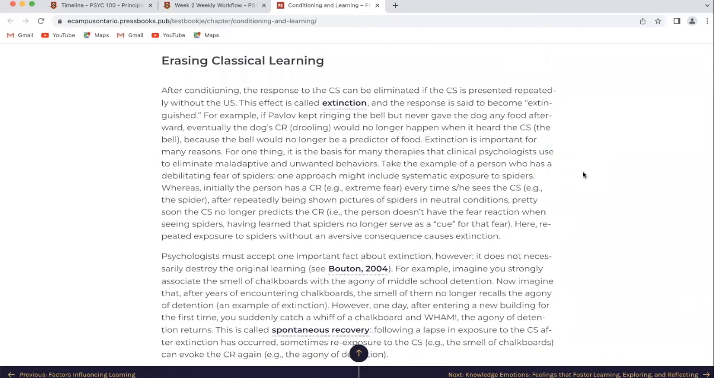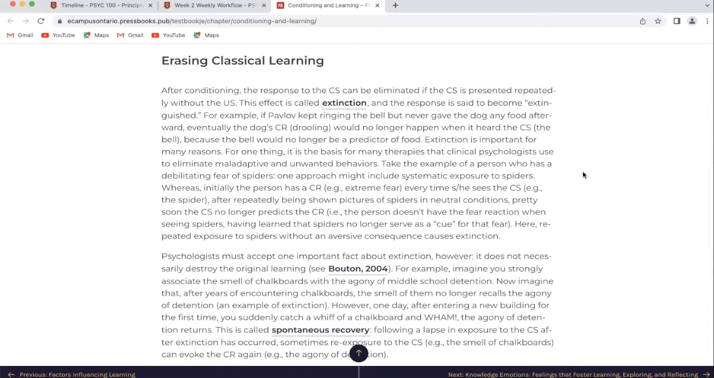After conditioning, the response to the conditioned stimulus can be eliminated if the conditioned stimulus is presented repeatedly without the unconditioned stimulus. This effect is called extinction, and the response is said to become extinguished. For example, if Pavlov kept ringing the bell but never gave the dog any food, eventually the dog's conditioned response, drooling, would no longer happen when it heard the conditioned stimulus, the bell, because the bell would no longer be a predictor of food.